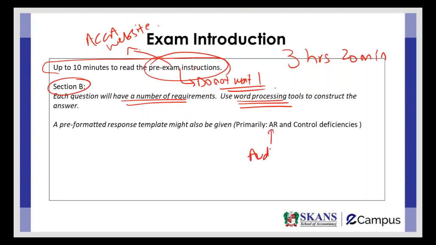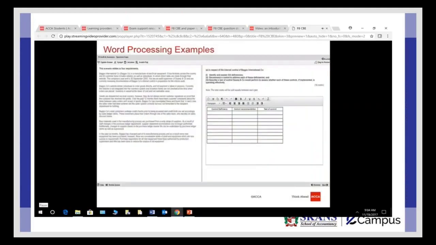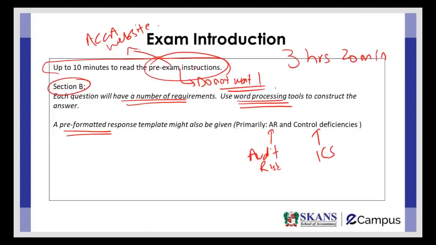For audit risk and internal control questions, you might be given a pre-formatted template in your exam. This is what a pre-formatted template is, guys. This right over here. So a table will already be made. You'll just have to put in your answers under control deficiency, control recommendation, or test of control. If the pre-formatted template is not given, you can also insert a table yourself. In a little while, I'll show you how you can do it. So the examiner says, I will only give word processing tools. Each question will have a number of requirements from the same scenario, and a pre-formatted template might also be given.